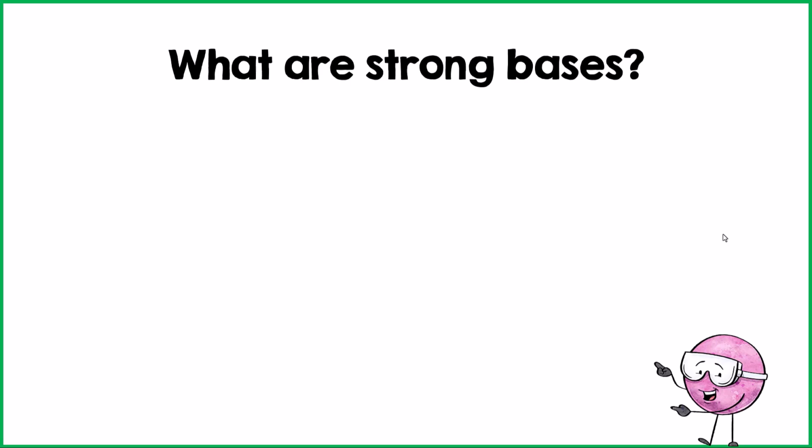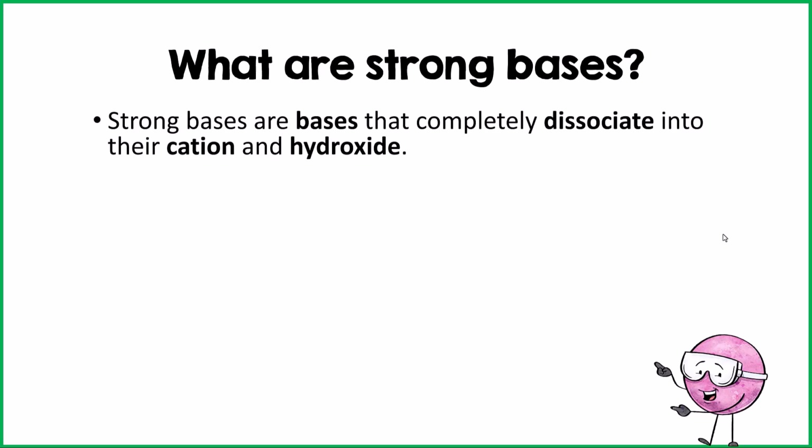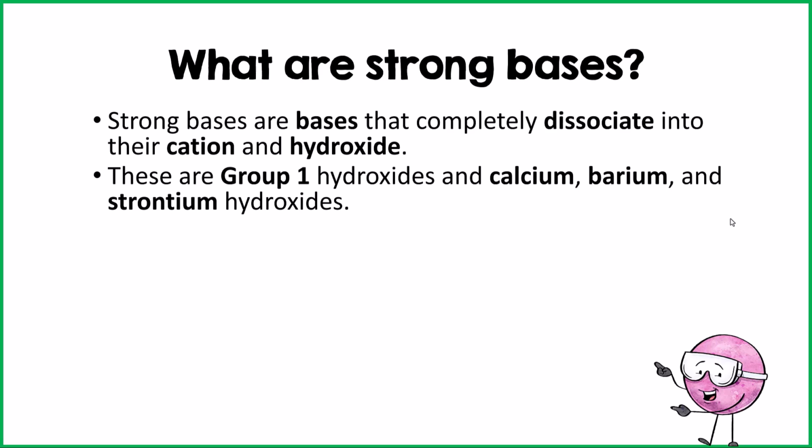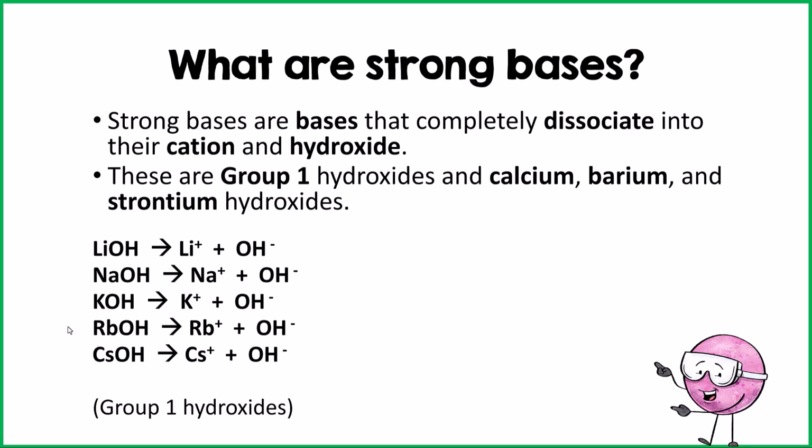What are strong bases then? As you might imagine, strong bases are bases that completely dissociate into their cation and hydroxide. So very similar, but we're using hydroxide ions here because we're discussing bases. These are group 1 hydroxides, as well as calcium, barium, and strontium hydroxides. So all of these are our group 1 hydroxides, and they completely dissociate into their metal ion and the hydroxide ion.